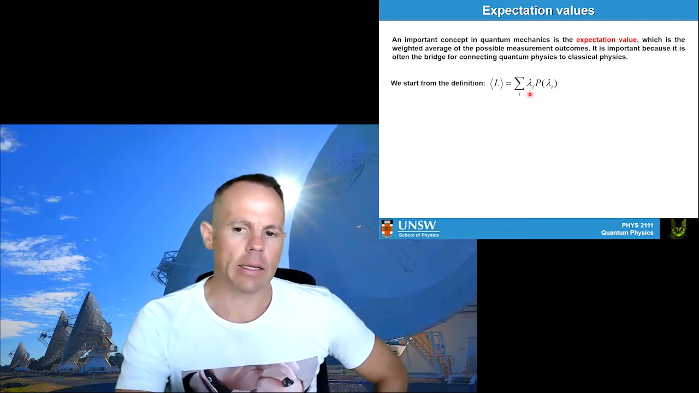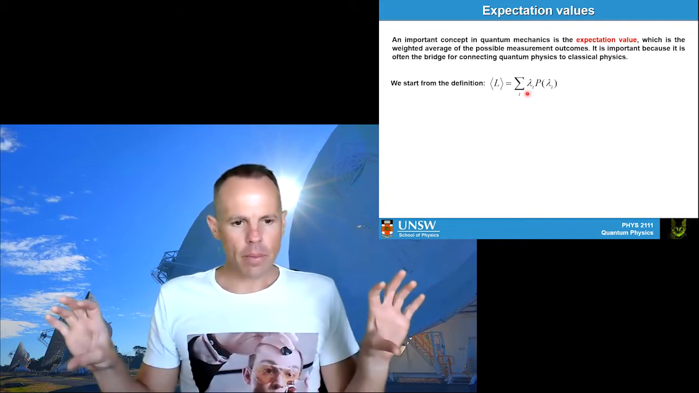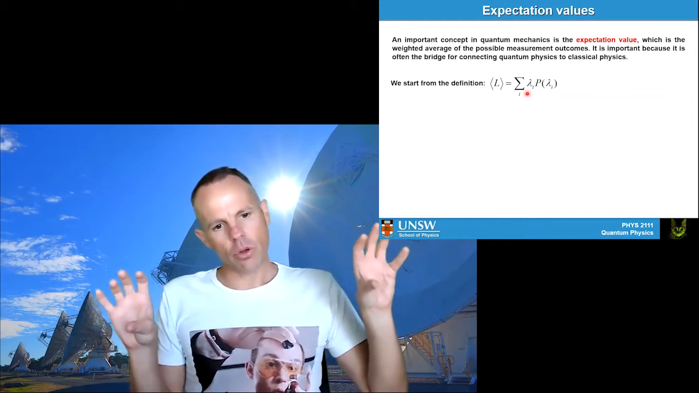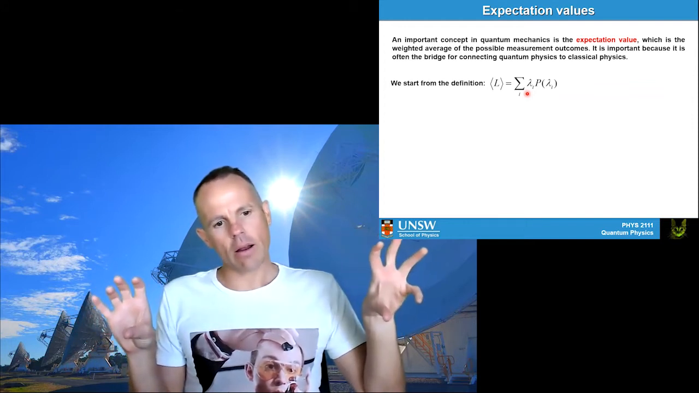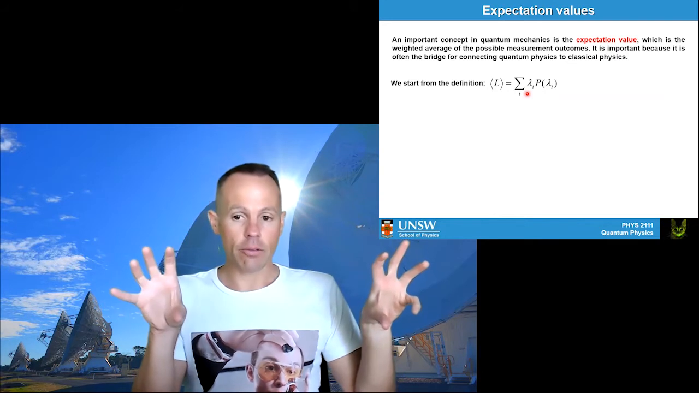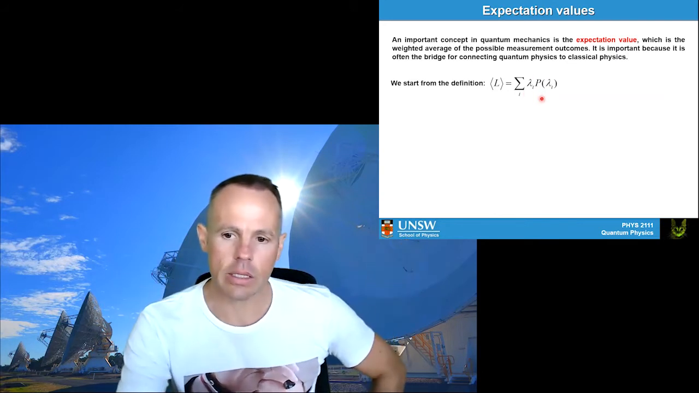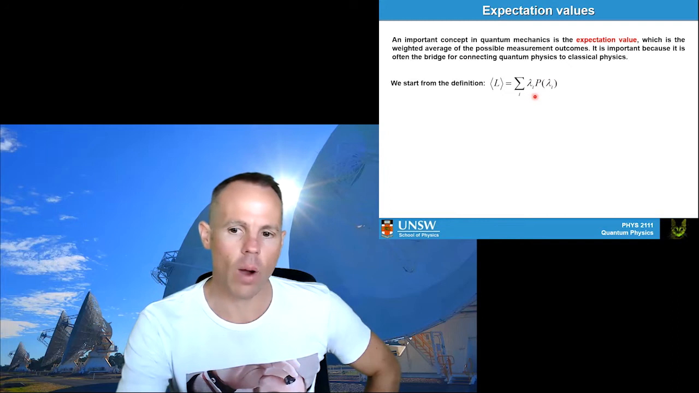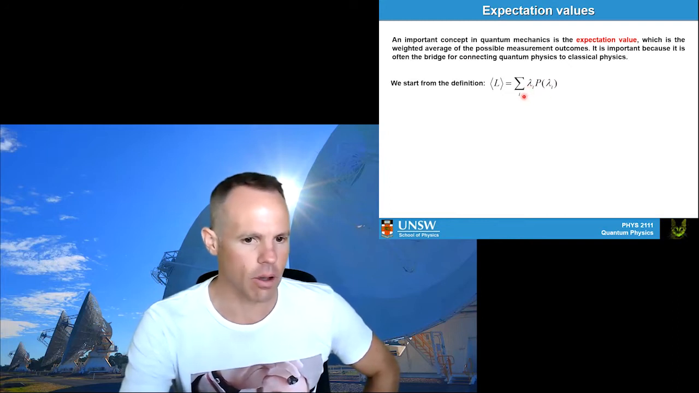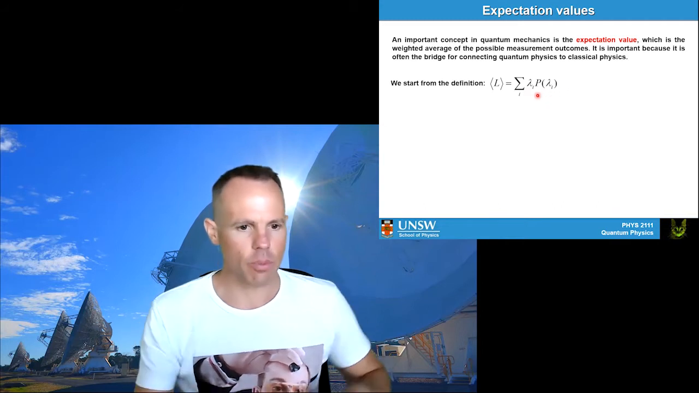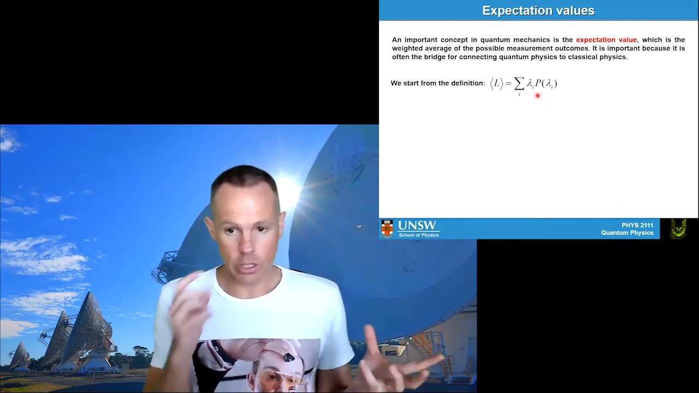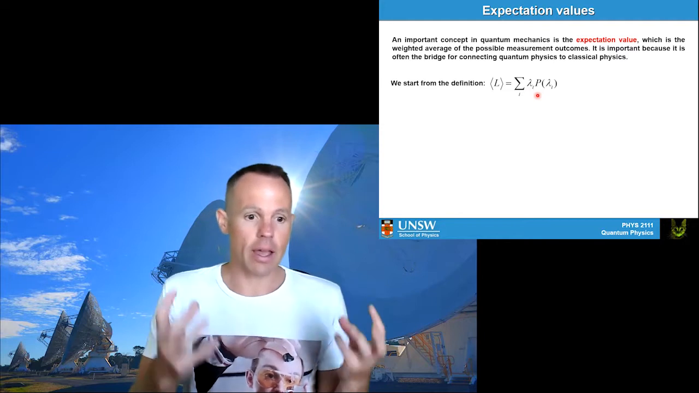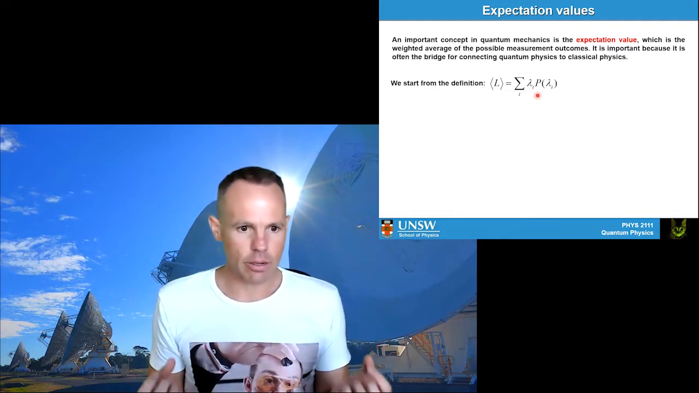What you're doing here is basically taking the sum of the probability of getting that eigenvalue multiplied by the eigenvalue, okay? And so what this is, it's the weighted average of the possible measurement outcomes. So the outcome is the eigenvalue, and the weighting is the probability of getting it. It's a weighted average, okay? So it's not just the average of lambda, it's the average of lambda multiplied by its probability of obtaining it.